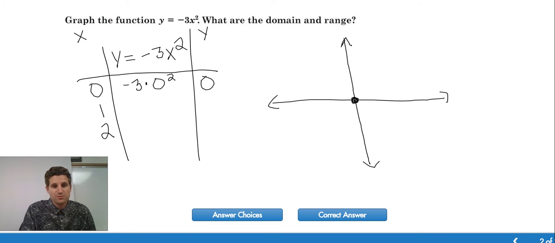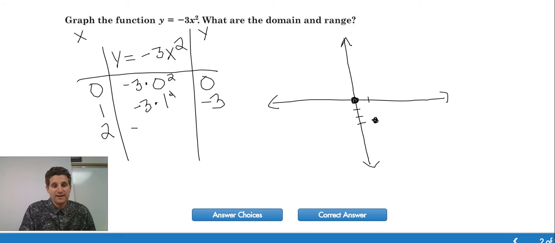Nice. When x equals 1, we're going to get negative 3 times 1 squared. And 1 squared is just 1, and 1 times negative 3 is negative 3. So we're going to get 1, and then negative 1, 2, 3.